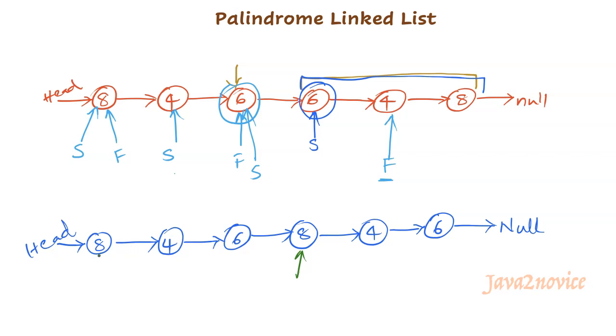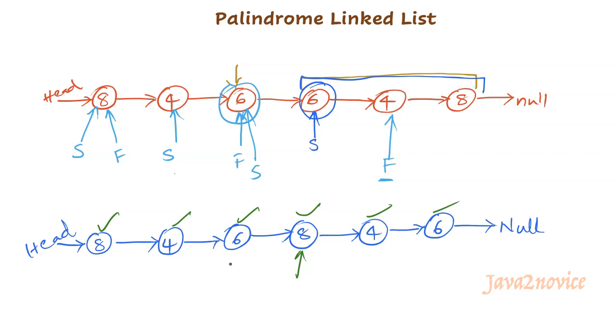Now we will compare node values one by one. 8, 8, 4, 4, 6, 6. All the node values are matching. So it is a palindrome linked list. If any node values are not matching while comparison, then it is not a palindrome. We simply return false. As of now, we have seen a linked list with an even number of nodes. This linked list has 6 nodes, so it is an even number.